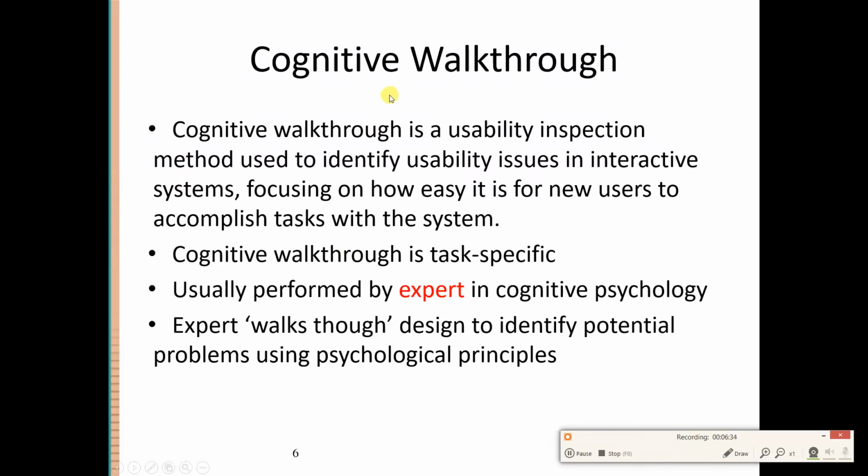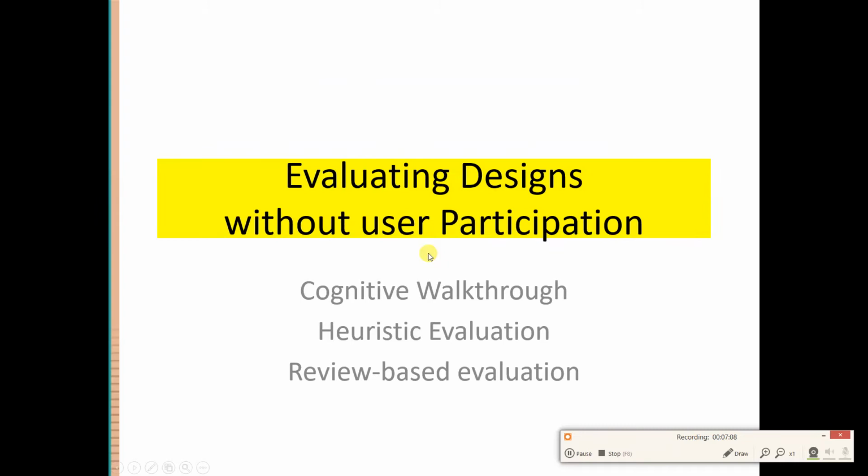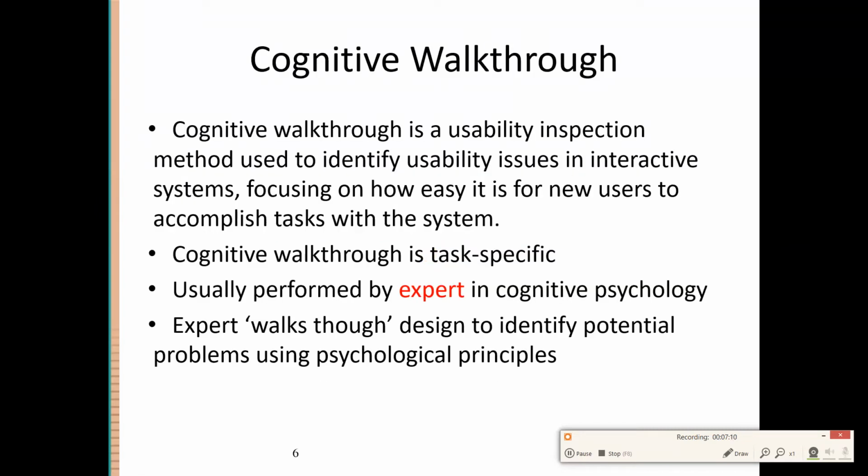The first one is the cognitive walkthrough. Let's see what a cognitive walkthrough is. Cognitive walkthrough is a usability inspection method used to identify usability issues in an interactive system. Interactive system means that the user is interacting with the system. As we have discussed usability, we have to evaluate that the system should be efficient, effective, safe, it should provide utility, and it should be easy to learn. All of these things have to be checked during the cognitive walkthrough.